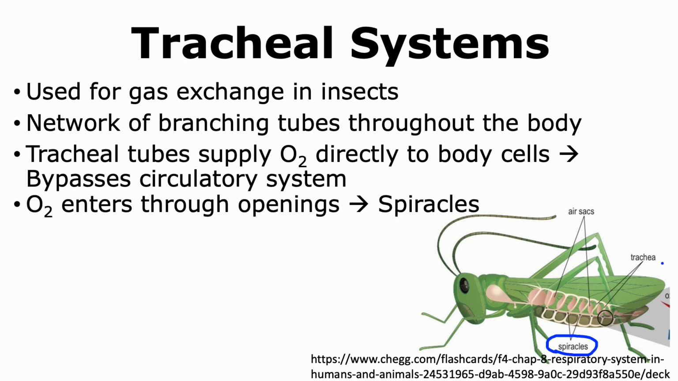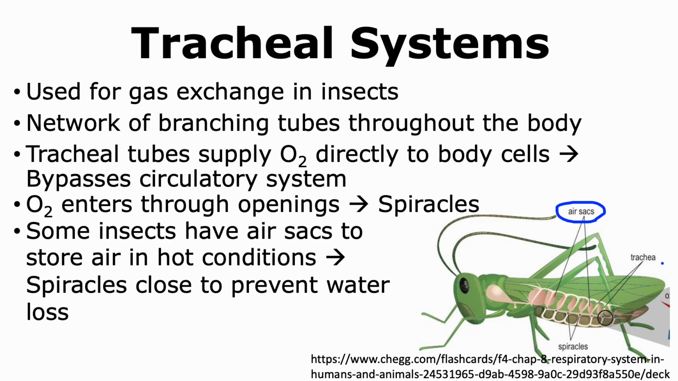Now, oxygen is able to enter the tracheal tubes through openings called spiracles. In the case of some insects, they can also have air sacs that are very close to the tracheal tubes that can store air when it becomes hot. In the case of hot environments, the spiracles tend to close in order to prevent dehydration due to water loss.